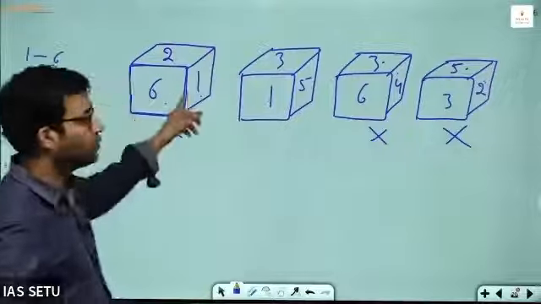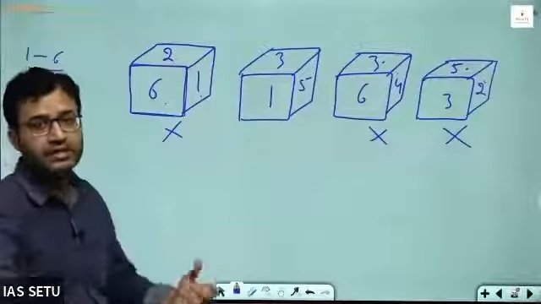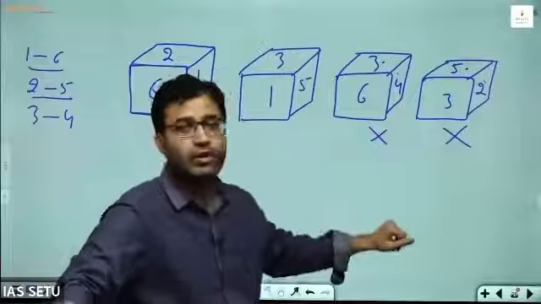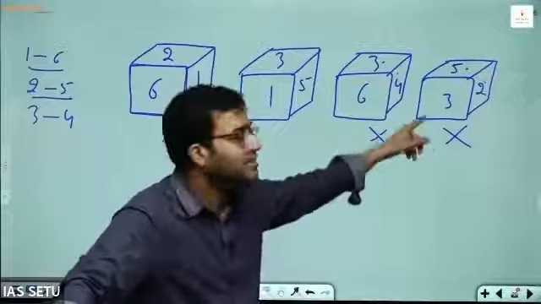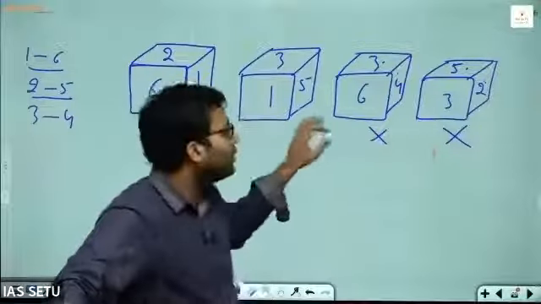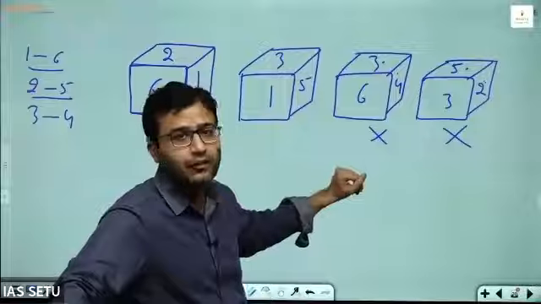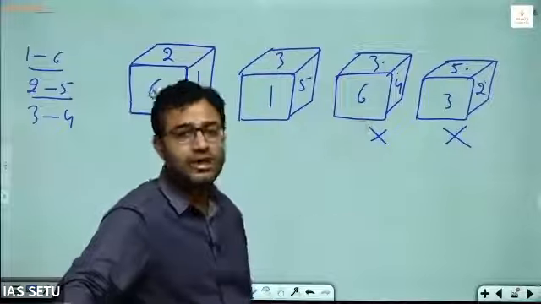Figure 1 is wrong because 1 and 6 are adjacent. I need 1 and 6 opposite. Fourth figure is wrong. I need 5 and 2 opposite. It is given 5 and 2 adjacent. Third figure is wrong. I need 3 and 4 opposite. It is given 3 and 4 adjacent.